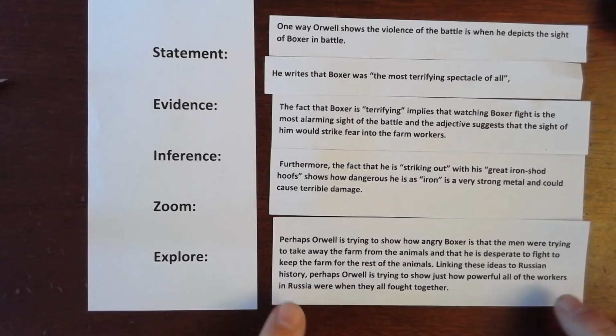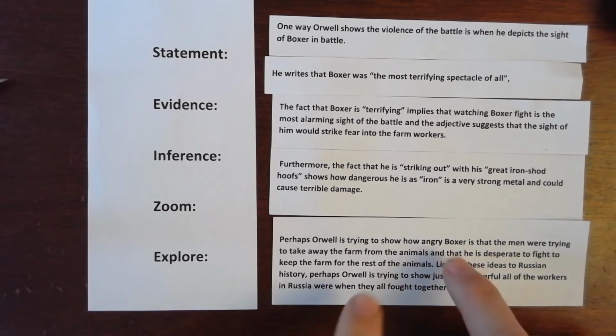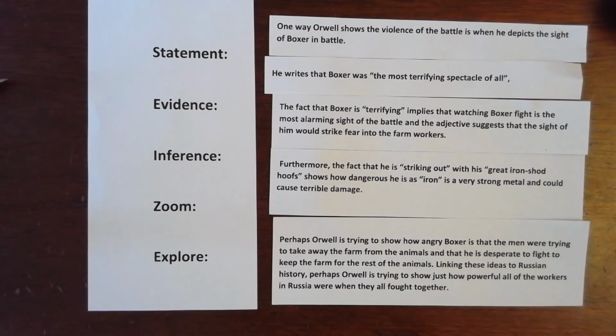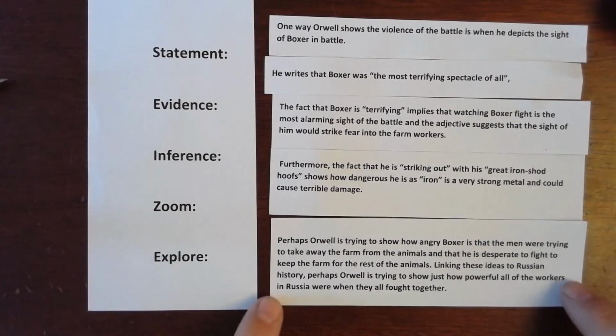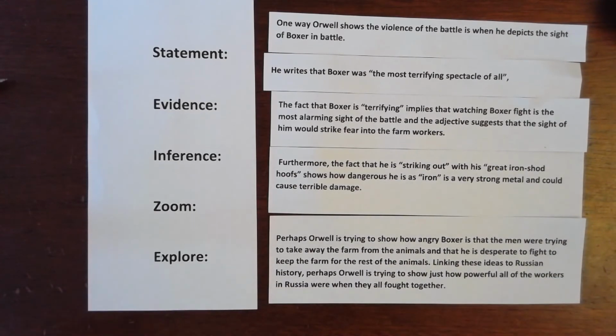So perhaps by showing how angry Boxer is, what he's trying to show is that if we can get all of these workers fighting together, working together, it shows how strong they are. Individually they're quite weak, but when they are all together they are very, very strong. So Boxer symbolizes the strength of the working person, and the fact that they can overcome and beat the armies of the royals, so Tsar Nicholas, just shows how strong they are.